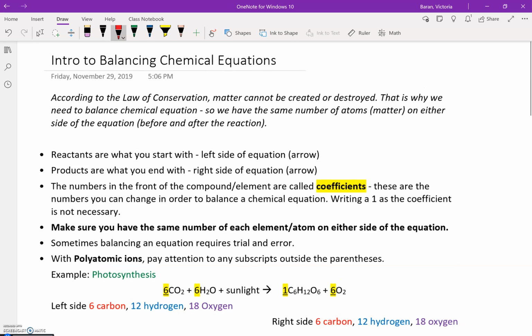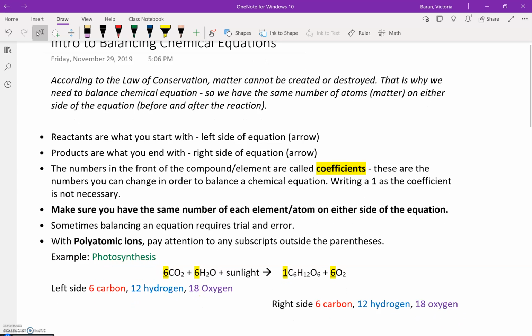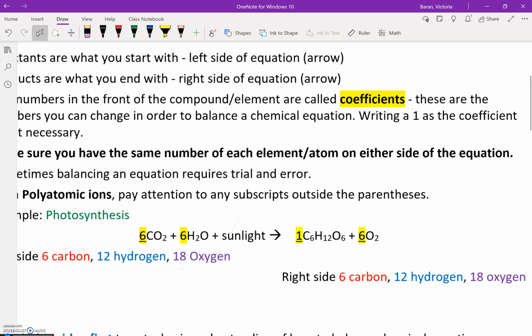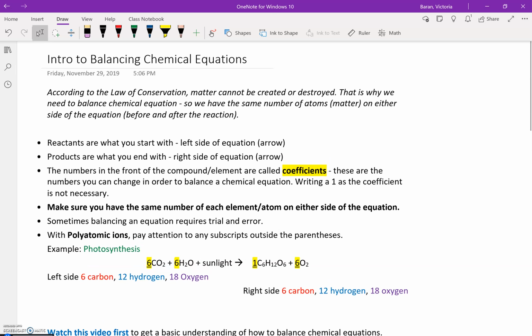So first thing, why do we balance chemical equations? So something like this, okay? Why do we balance them? Well, according to the law of conservation, matter cannot be created or destroyed. That's why we need to balance a chemical equation, so we have the same number of atoms, which is matter, on either side of the equation before and after the reaction.